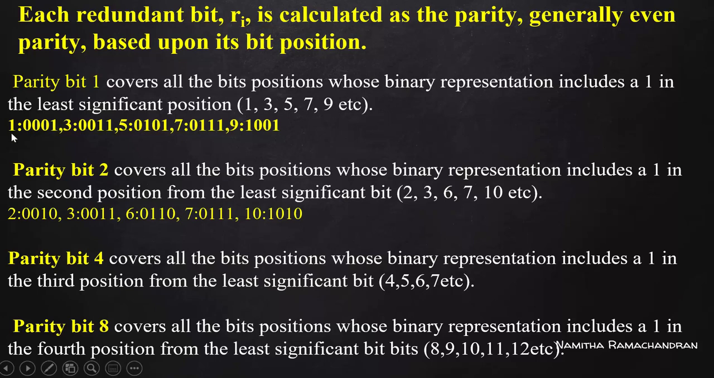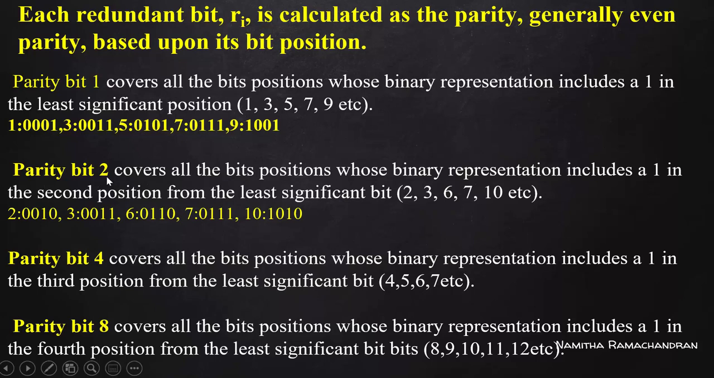So here for this 1, the binary representation is this. The least bit contains a 1. And for 3, the least bit contains 1. And for 5, the least position contains value 1. And for 7, the least position contains value 1. And for 9, the least bit is 1.